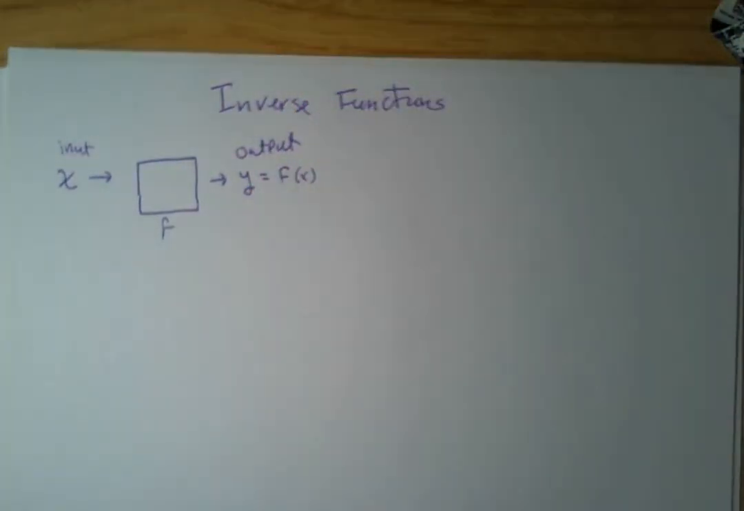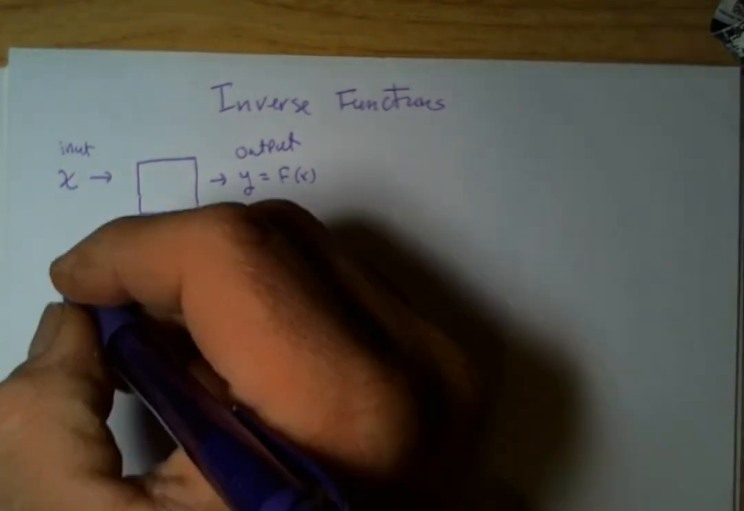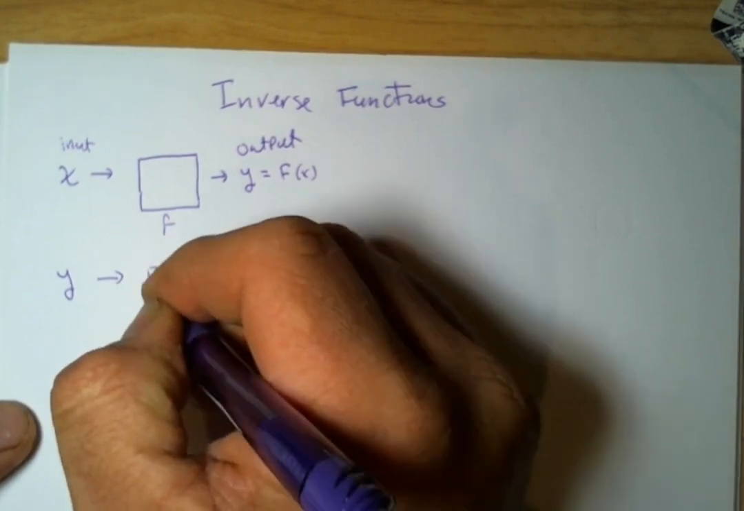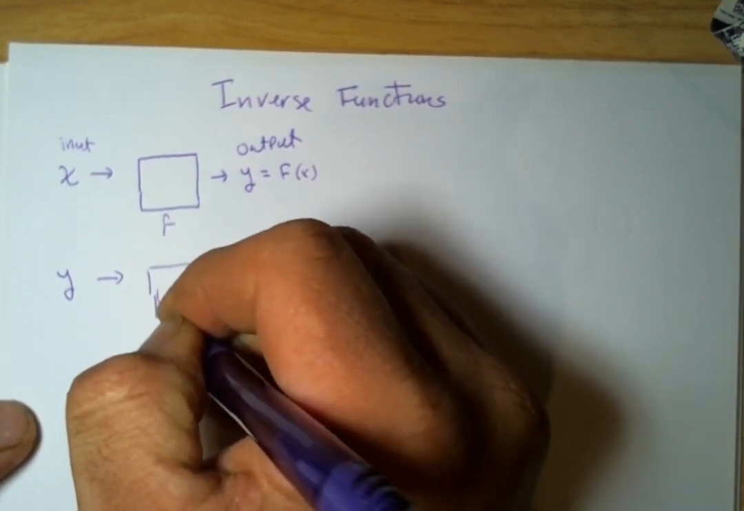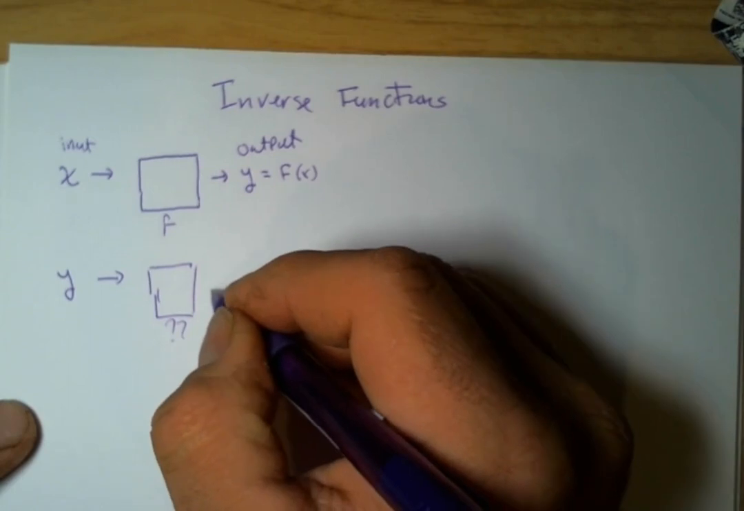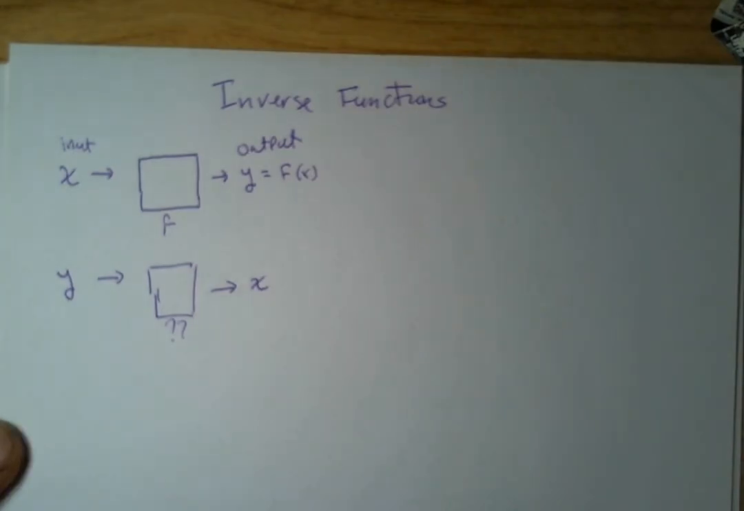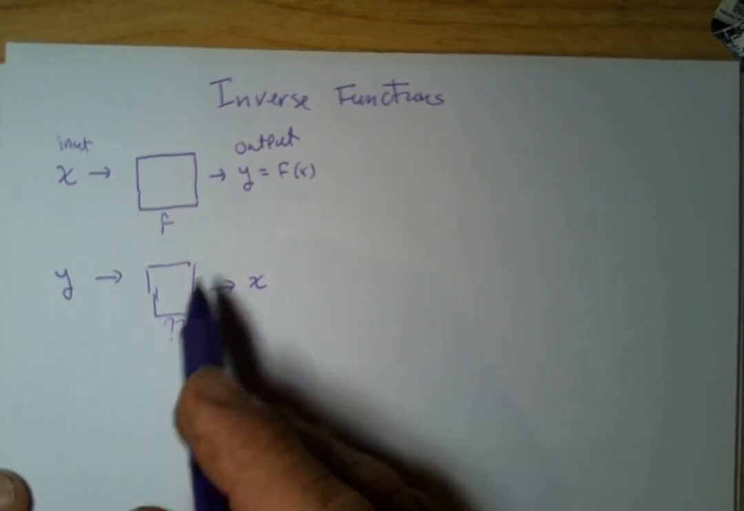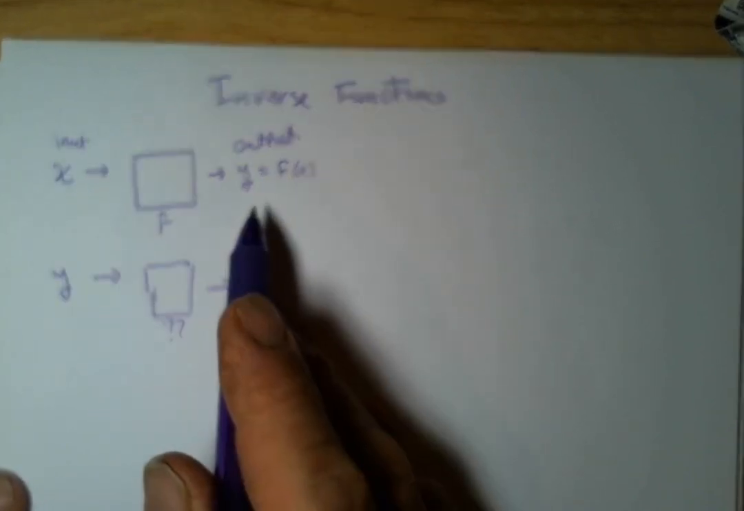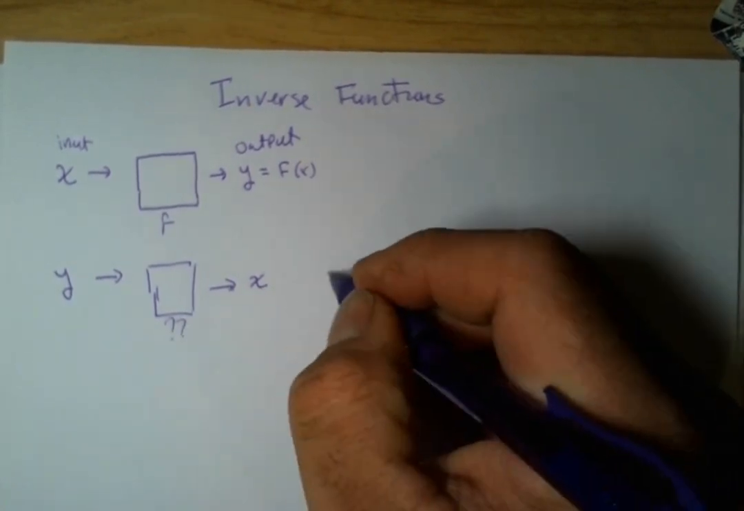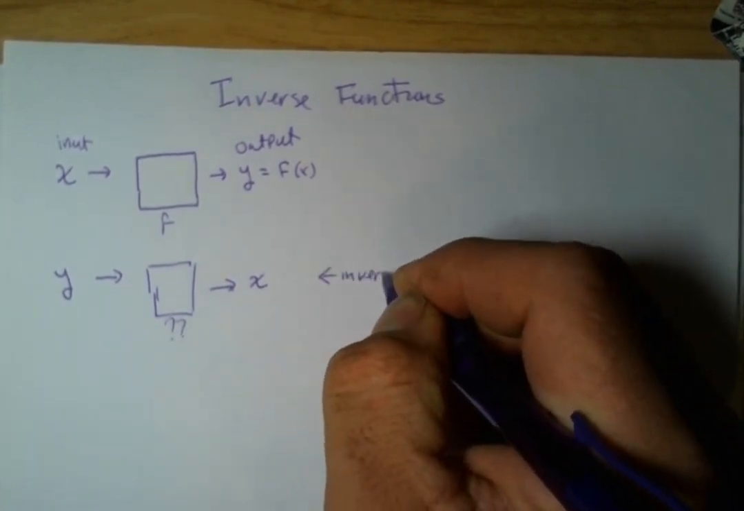Now the idea of an inverse is, can we go in reverse? In other words, given y, there's another mysterious box here that does something to the y, but what I want to know is, can I get back my input x? Can I get back exactly what I put in? This idea of this box returning the input from our output is the idea of an inverse. Usually this is what we would call the inverse.